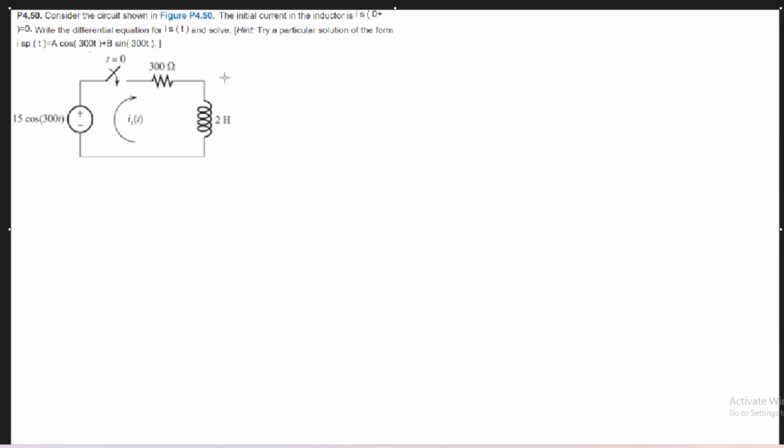Hello guys, this is problem 50 from chapter 4, and basically it's asking us to find is of t, when is of 0 is equal to 0.